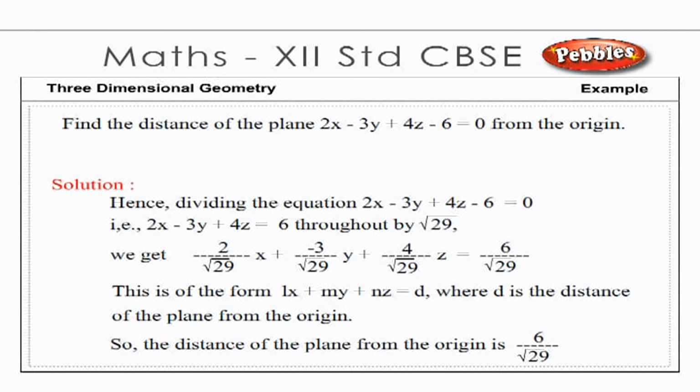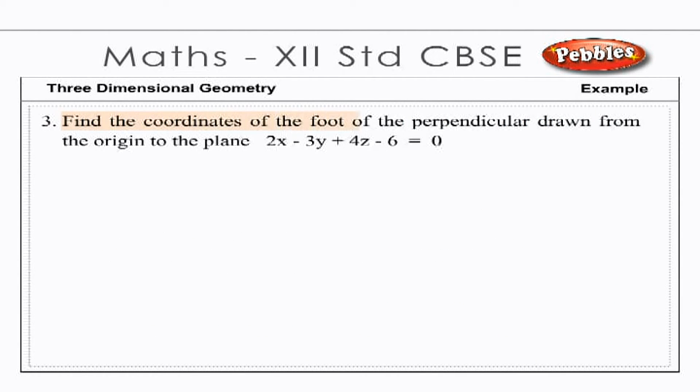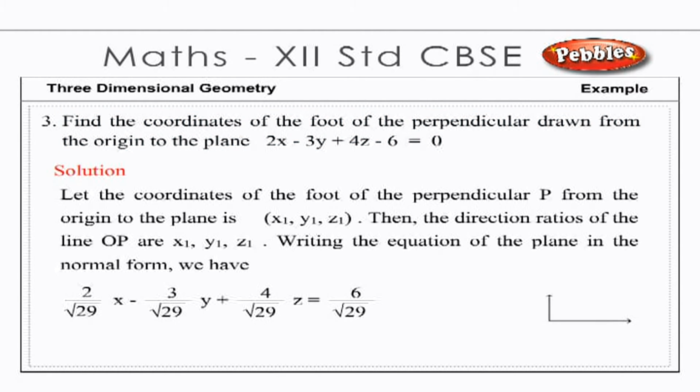So, the distance of the plane from the origin is 6 by root 29. Find the coordinates of the foot of a perpendicular drawn from the origin to the plane 2x minus 3y plus 4z minus 6 equal to 0. Solution. Let the coordinates of the foot of the perpendicular P from the origin to the plane be x1, y1, z1. Then, the direction ratios of the line OP are x1, y1, z1.